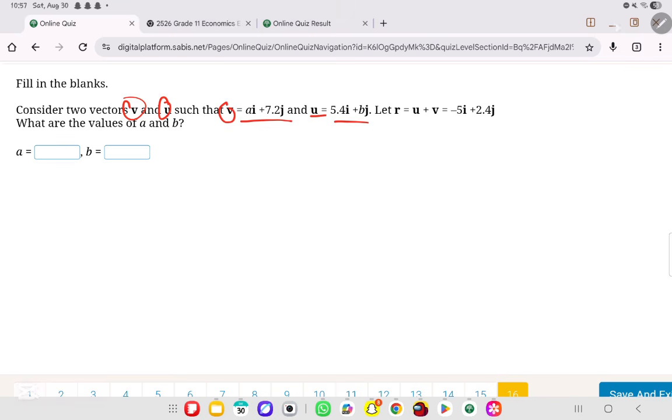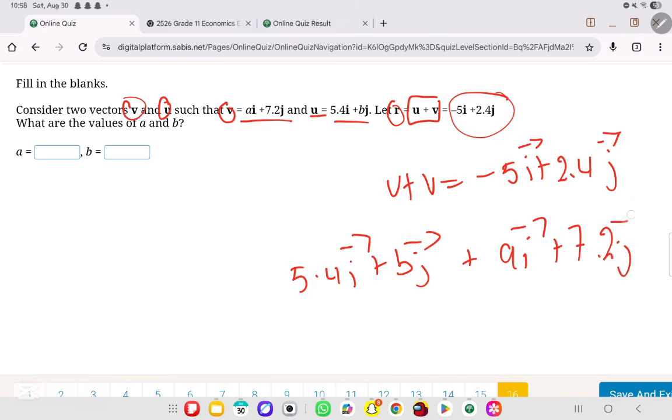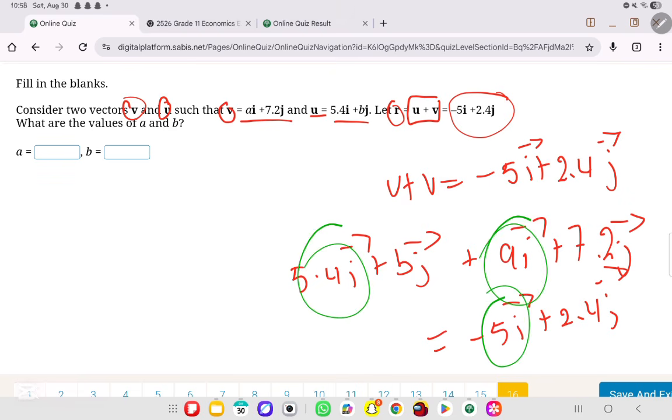And what do we have? We have that r is u plus v, and it's equal to a certain value, which is minus 5i plus 2.4j, right? But what is u for us? U for us is 5.4i plus bj. And what is v for us? V for us is ai plus 7.2j, right? And it's equal to minus 5i plus 2.4j. You're going to think, there's two unknowns. How am I going to solve this? There's not two unknowns. Very simply, you take the i's by themselves, and you take the j's by themselves.